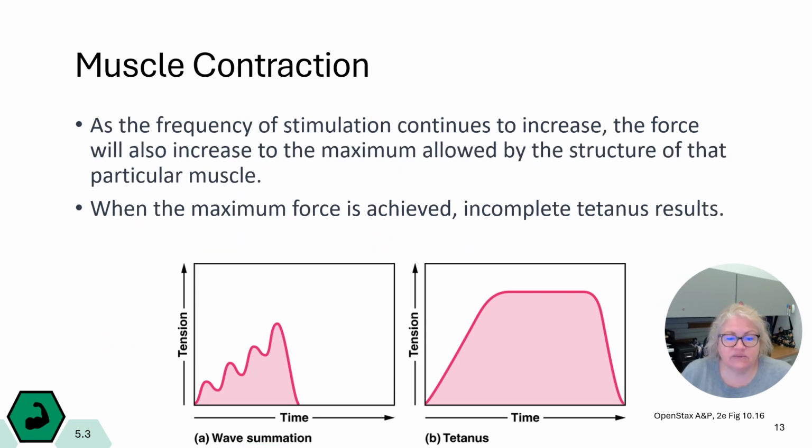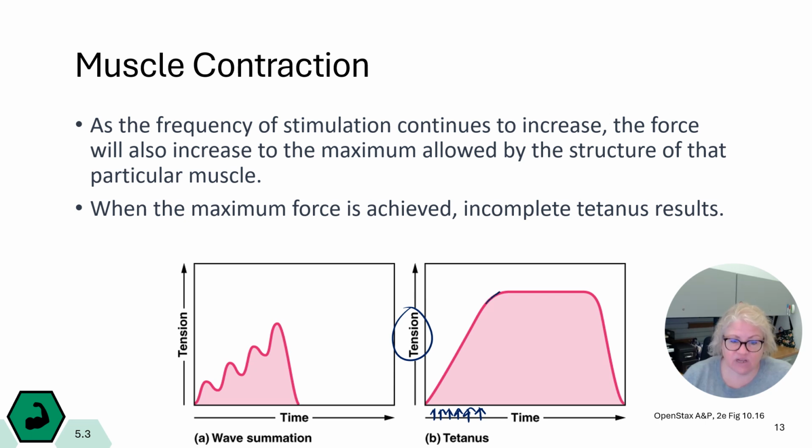As the frequency of stimulation continues to increase, so let's say we're applying the stimulation really rapidly, we'll get a wave summation with no relaxation period, and so we get the maximum amount of tension that that muscle can generate. So as the frequency of stimulation continues to increase, the force will also increase to the maximum allowed by the structure of that particular muscle. When that maximum force is achieved, incomplete tetanus results. This picture doesn't show incomplete tetanus.